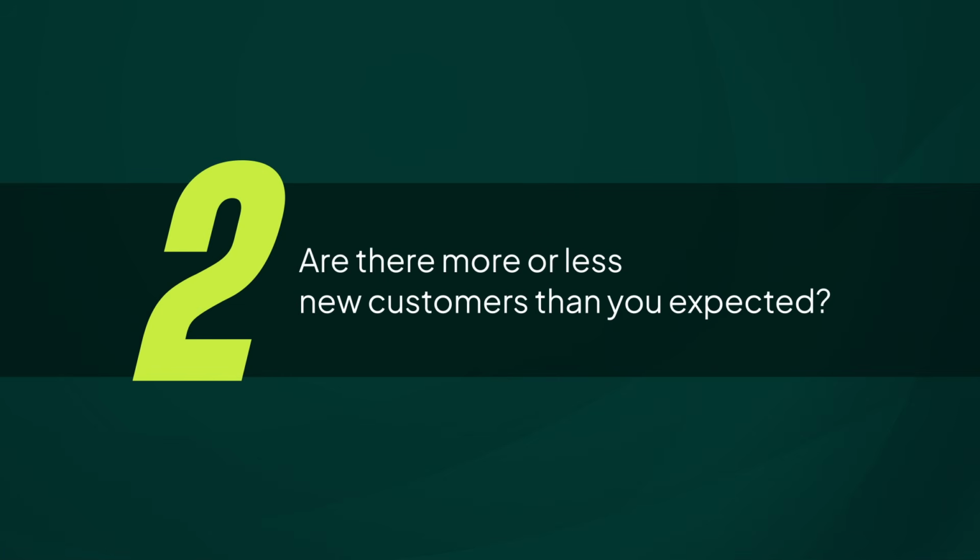The second thing is, are there more or fewer new customers than what you expected? So if your general repeat rate in the business is 20% and Google is saying, no, the repeat rate is 2%, then there will most likely be something wrong with the data that you're pulling in, and it's going to be over-calculating how many new customers there are.